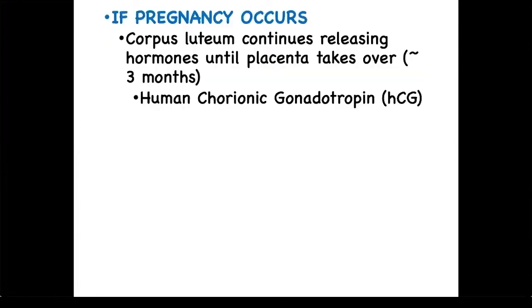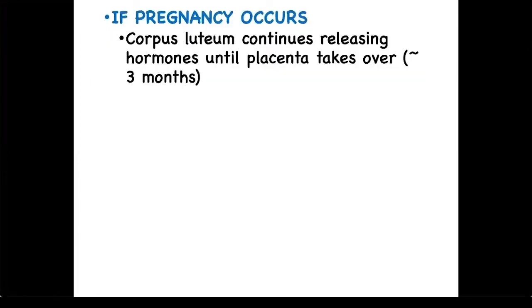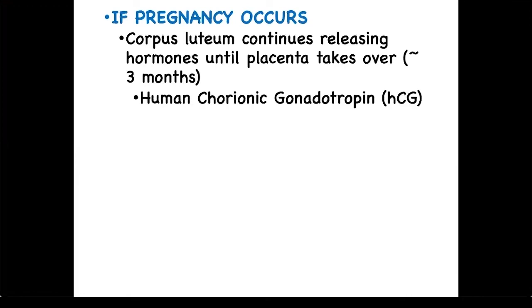If pregnancy occurs, the corpus luteum continues to release progesterone, estrogen, and inhibin. Progesterone is necessary to maintain the functional layer of the endometrium. Increased levels of progesterone, estrogen, and inhibin inhibit the release of LH. In order to maintain the corpus luteum during this 3-month period, cells associated with the embryo release human chorionic gonadotropin.